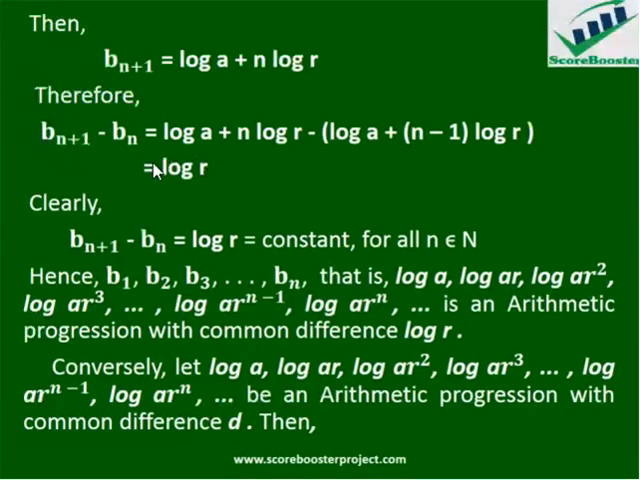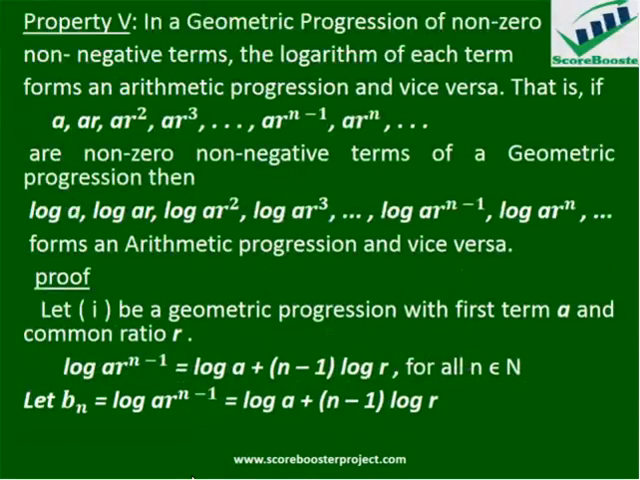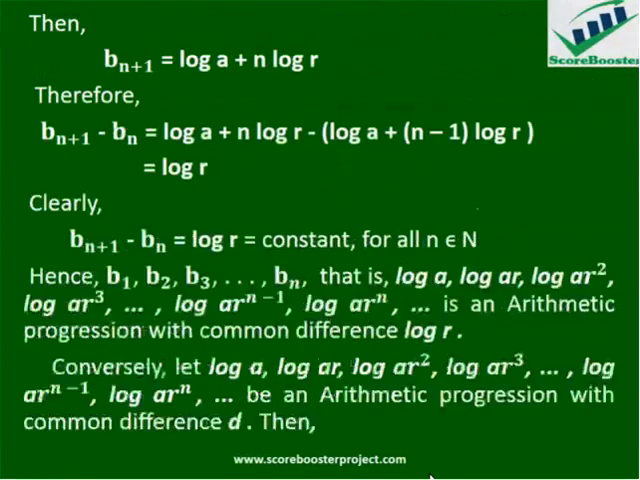If you also follow this same procedure for b_(n+2) to check if we have a unique common difference, you either subtract b_n from b_(n+1) or you subtract b_(n+1) from b_(n+2). So b_(n+2) will give us log a plus (n+1) log r. So b_(n+2) is log a plus (n+1) log r, and we subtract b_(n+1) from b_(n+2).